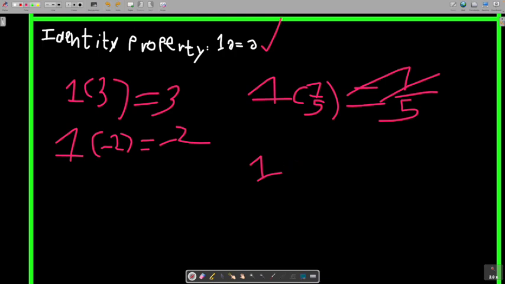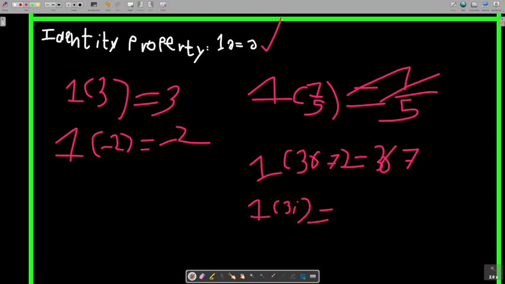And it even works with big numbers too. Like 1 times, for example, 367 is equal to 367. And even imaginary numbers, 1 times 3i, for example, is still equal to 3i. So it works with any number in the world.